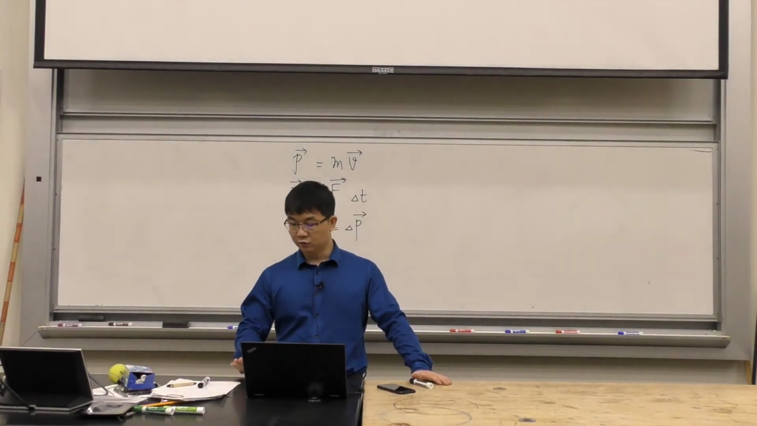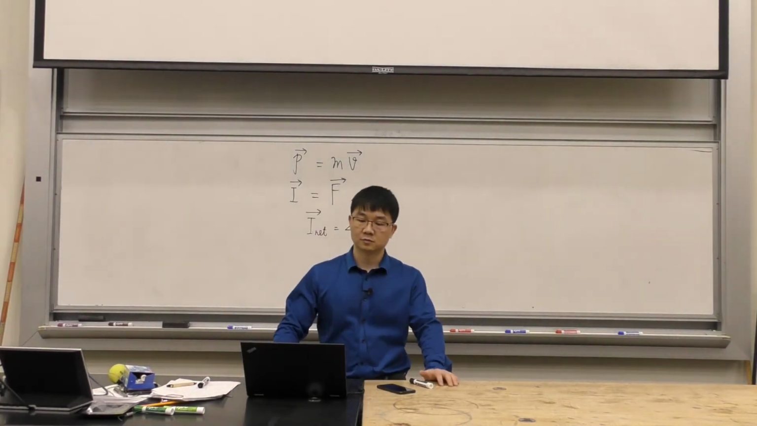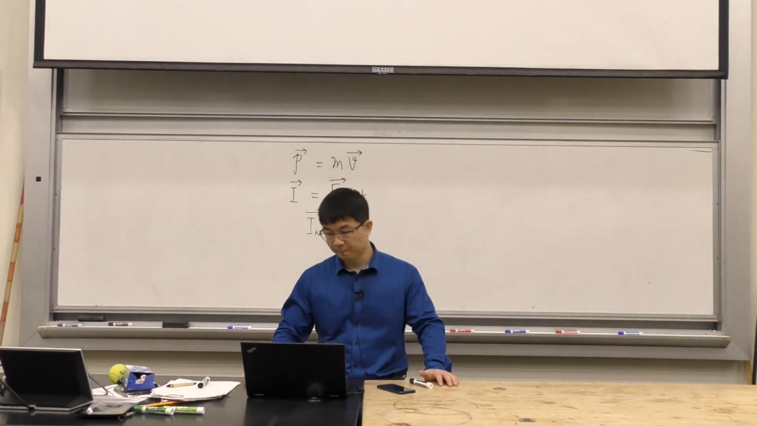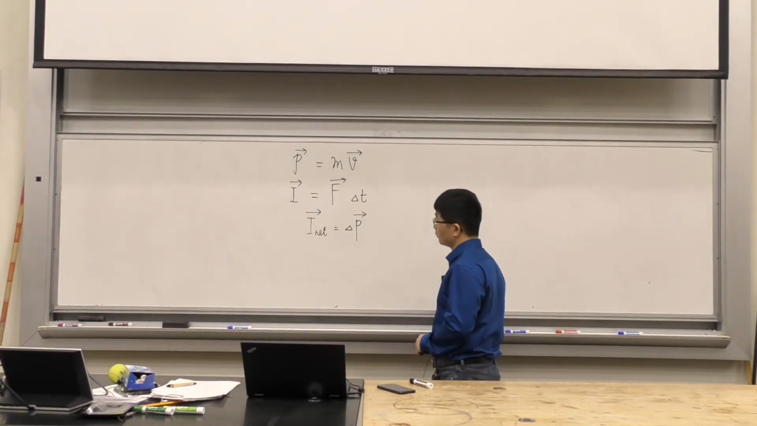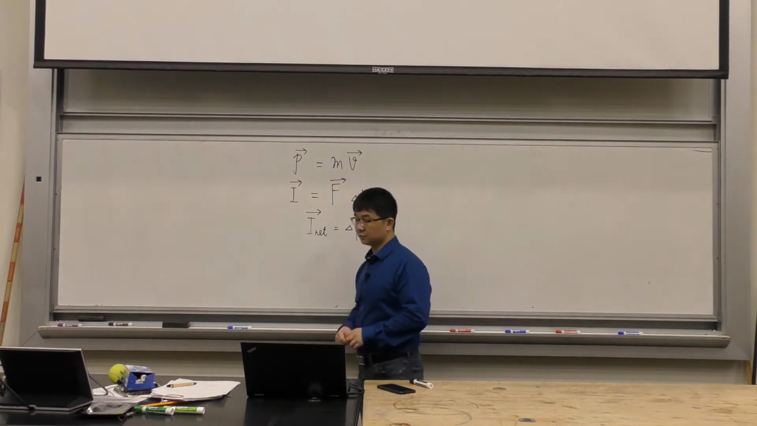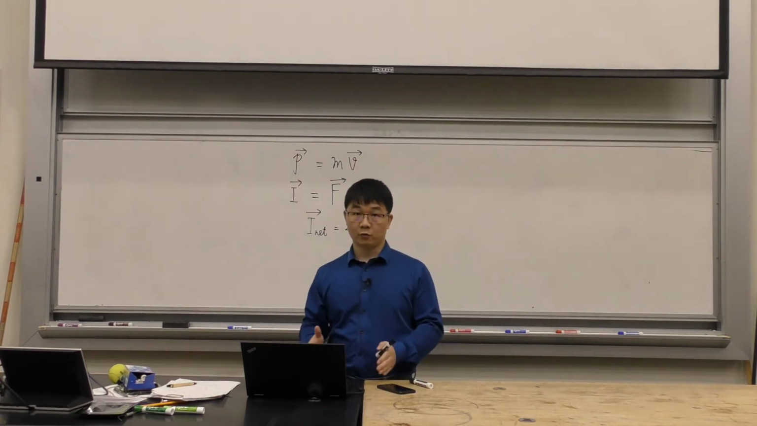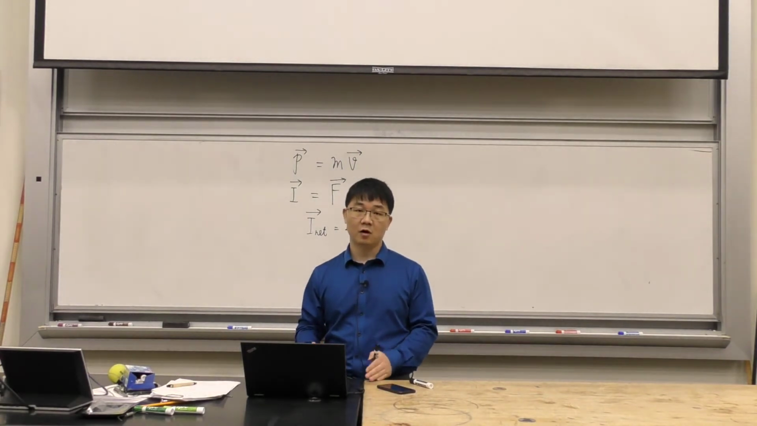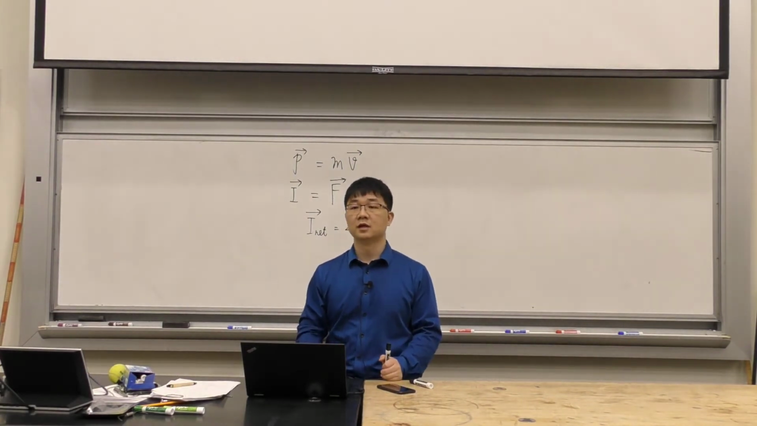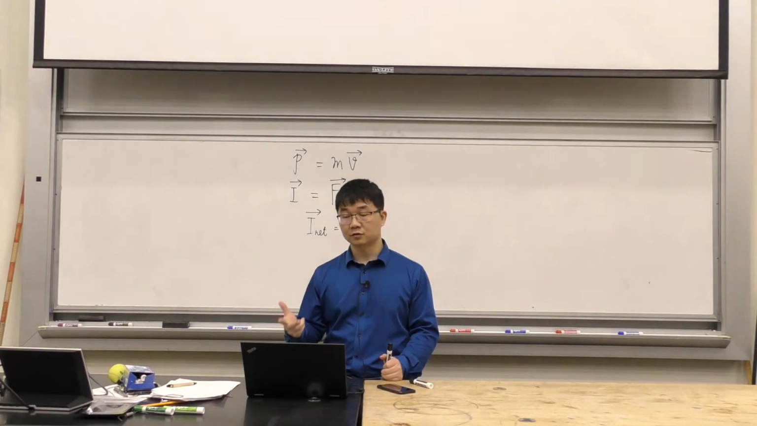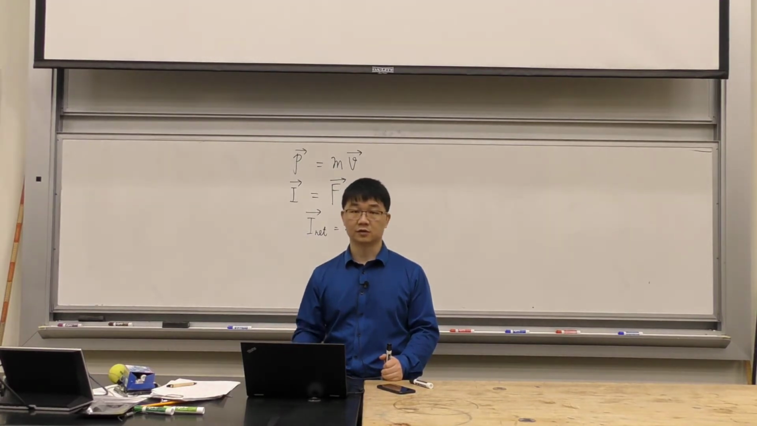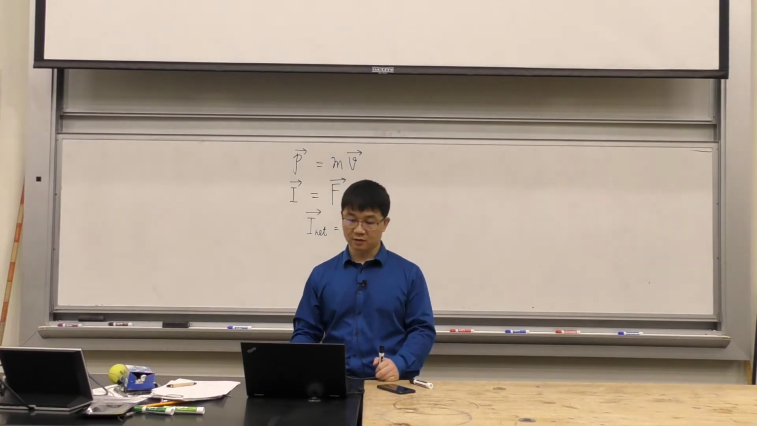Okay, we have introduced two new concepts, momentum and impulse. The reason we define momentum as mass times velocity is because we want to define something to describe how hard it is to stop an object, and mass and velocity are the two factors you're going to consider. You're going to consider both of them. So the simplest definition is just multiply them together.